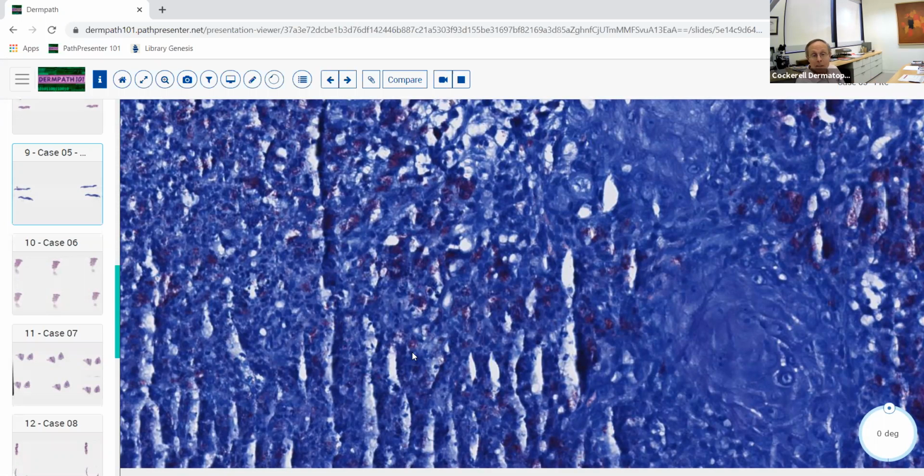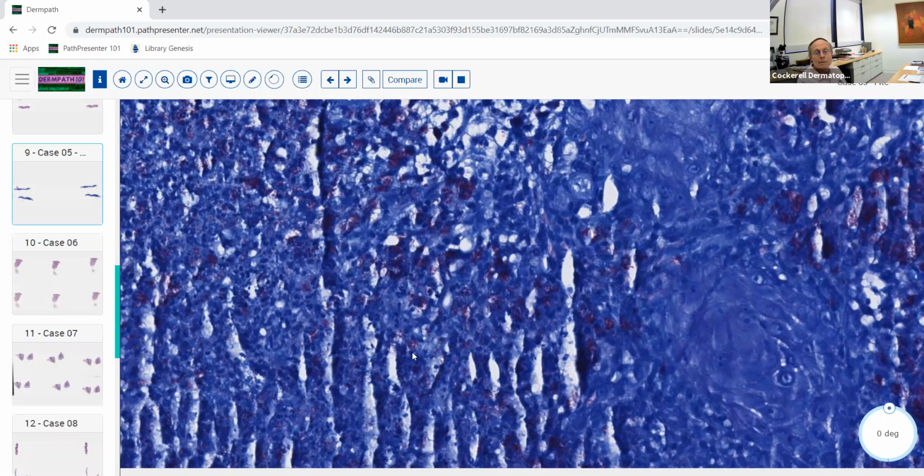An MAI would very commonly give you an abundance of organisms, even though the patient was immunocompromised, and they might even have a relatively brisk inflammatory infiltrate. They still have a lot of organisms when it's Mycobacterium avium intracellulare complex.